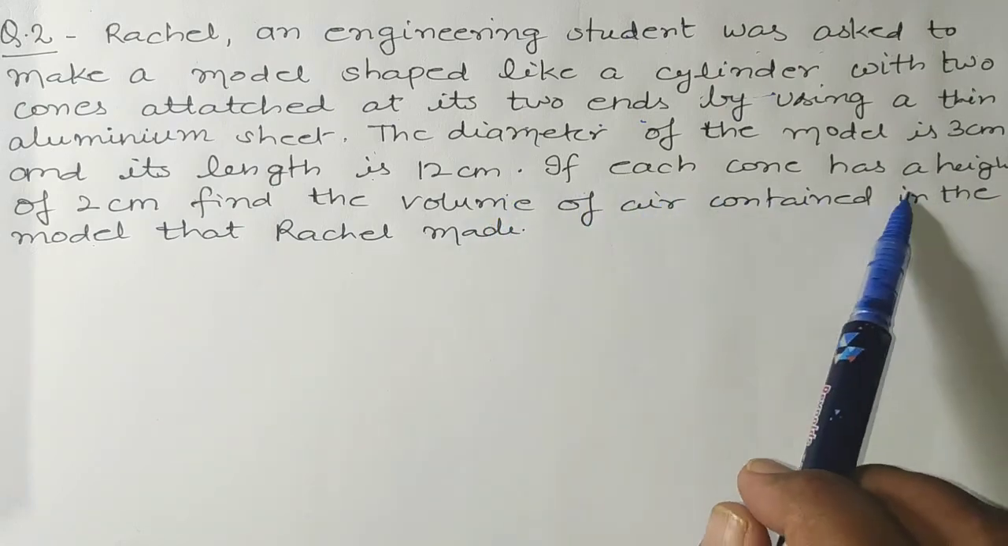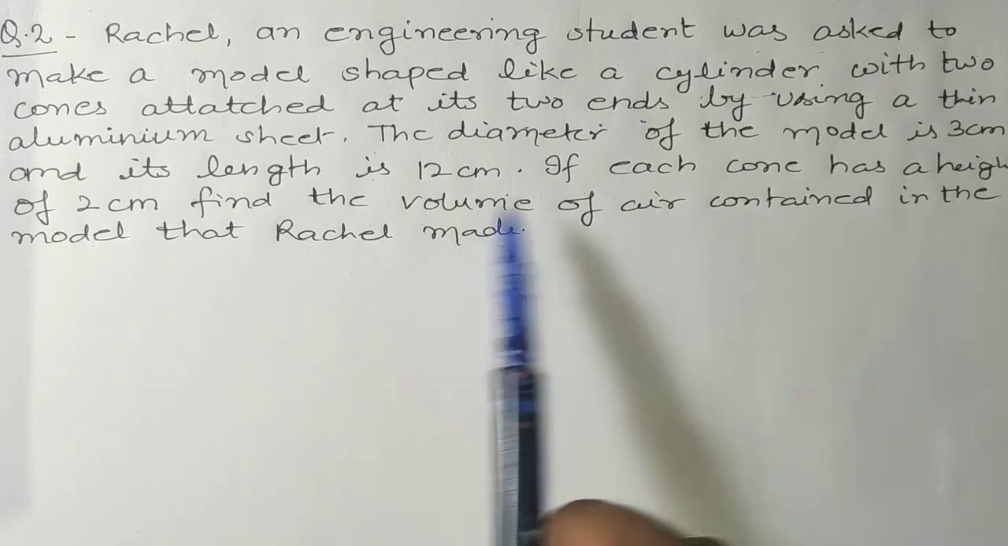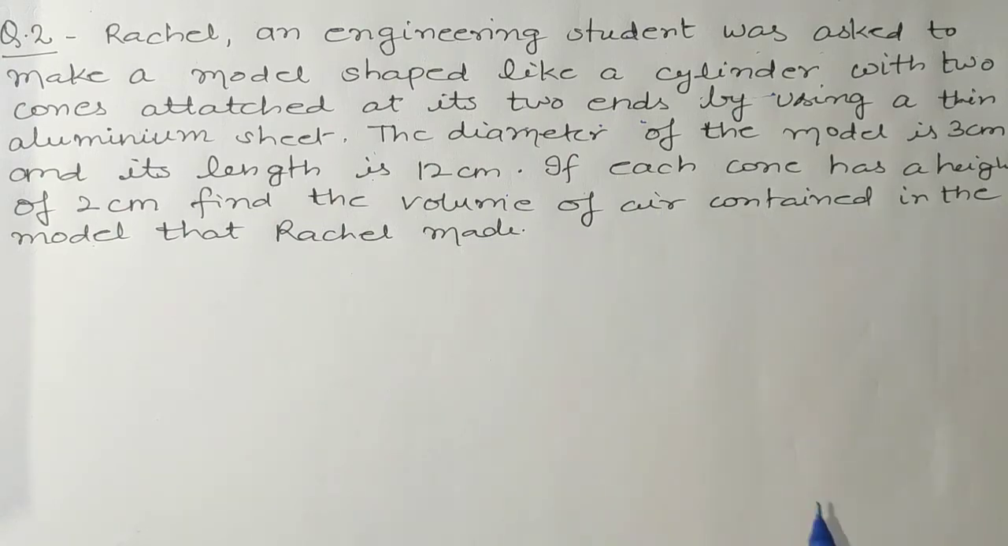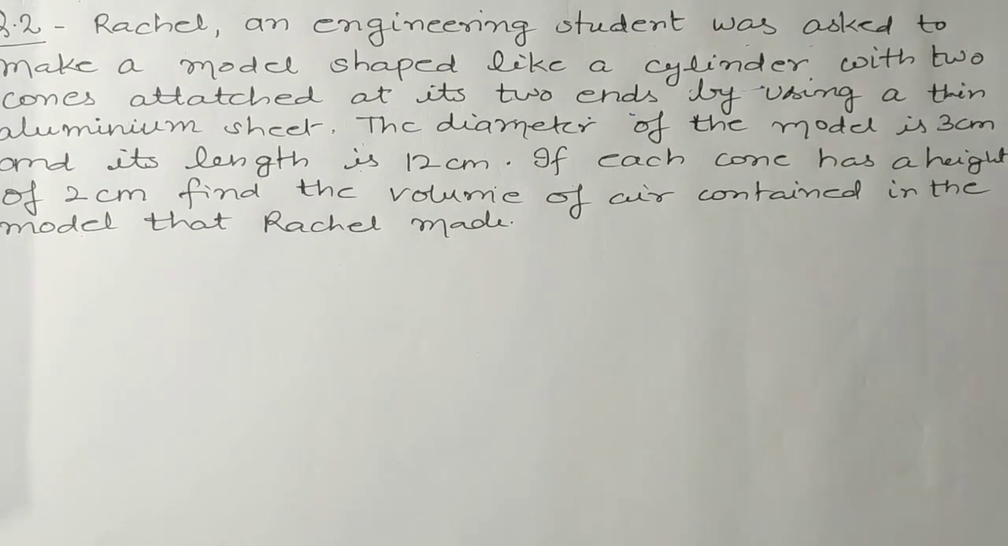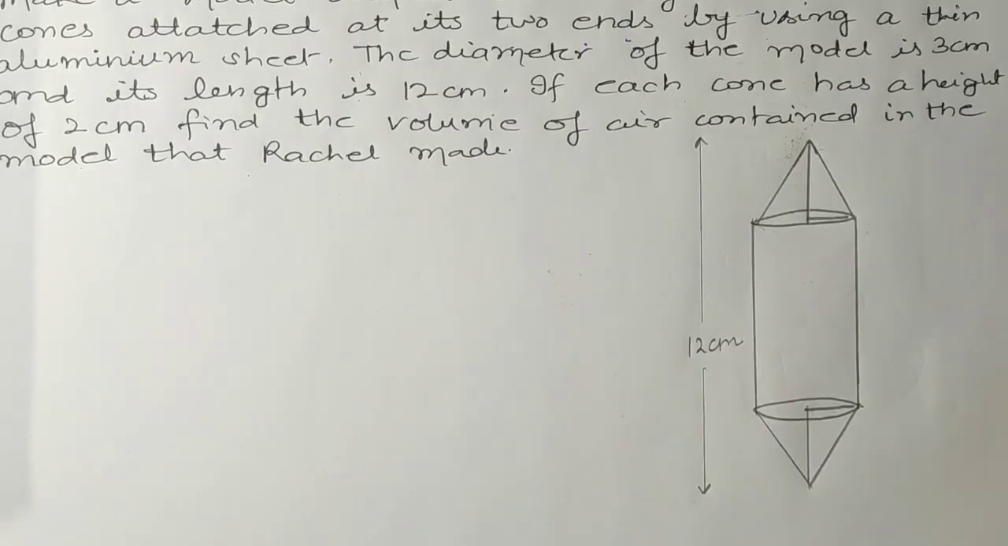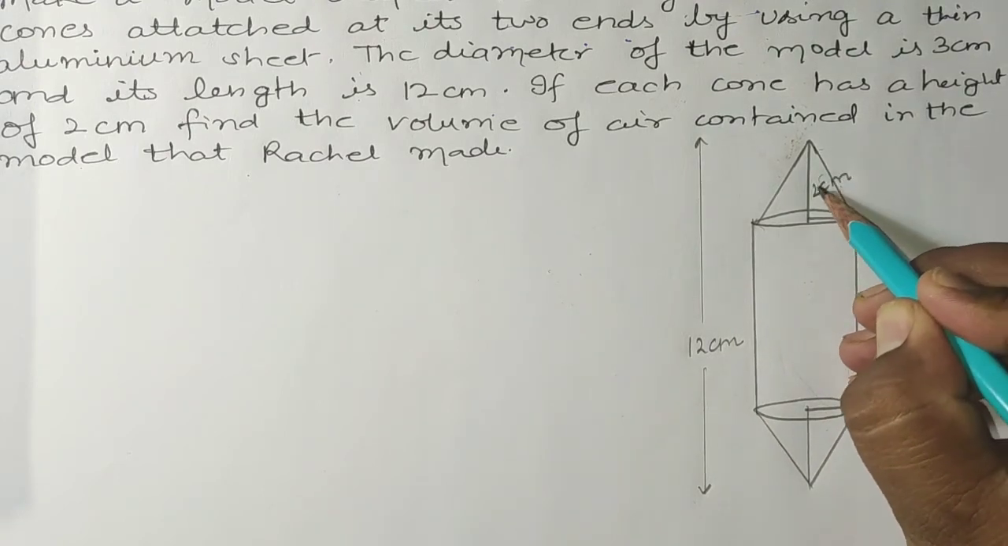If each cone has a height of 2 centimeter, find the volume of the air contained in the model that Russell made. So firstly, students, with the help of the question, we'll draw a figure, and the figure will be like this. This is the cylindrical portion. At its ends two cones are attached and the height of the cones is 2 centimeter.